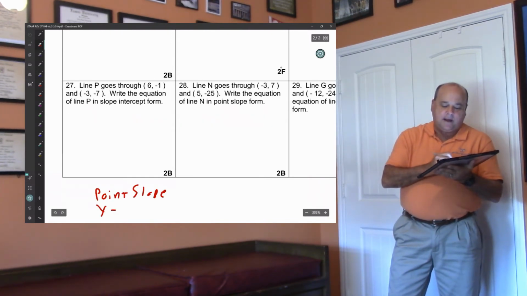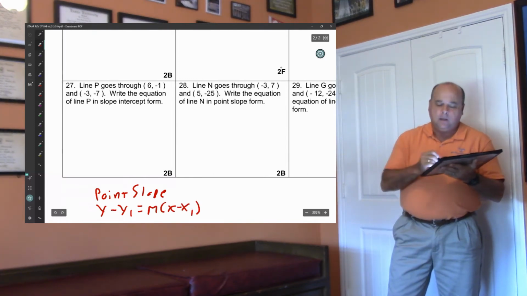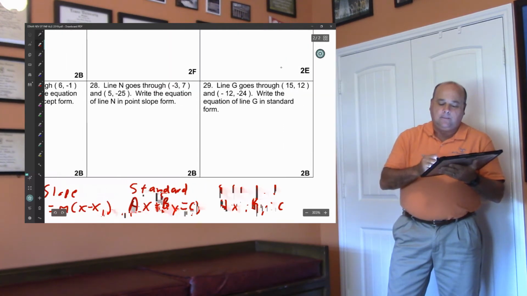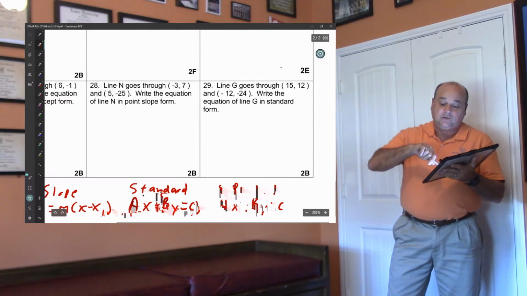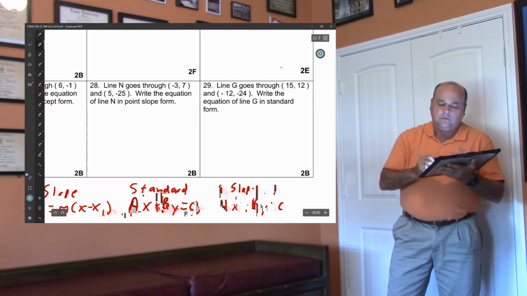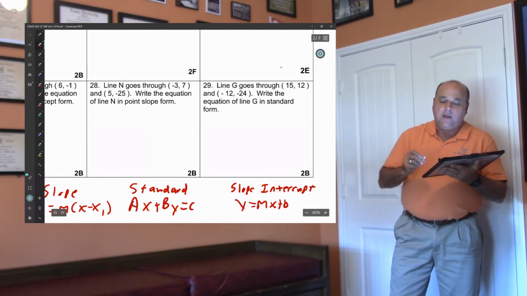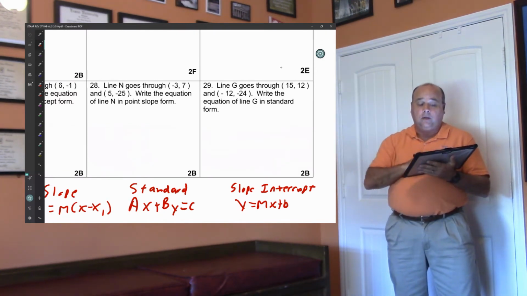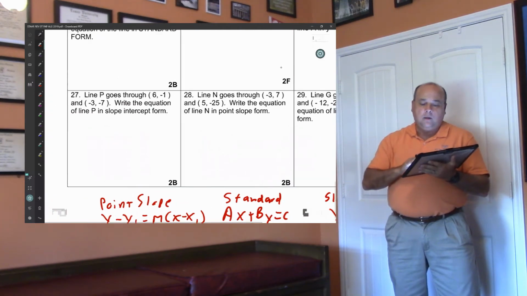Point slope is y minus y1 equals m parentheses x minus x1, right? Standard is ax plus by equals c. Those are all new, aren't they? And point slope, and slope intercept, this is what you did all in junior high. Slope intercept would be y equals mx plus b. Now then, I'm going to do a couple of these for you, and then you're going to do the rest. I'll probably do 3, okay?